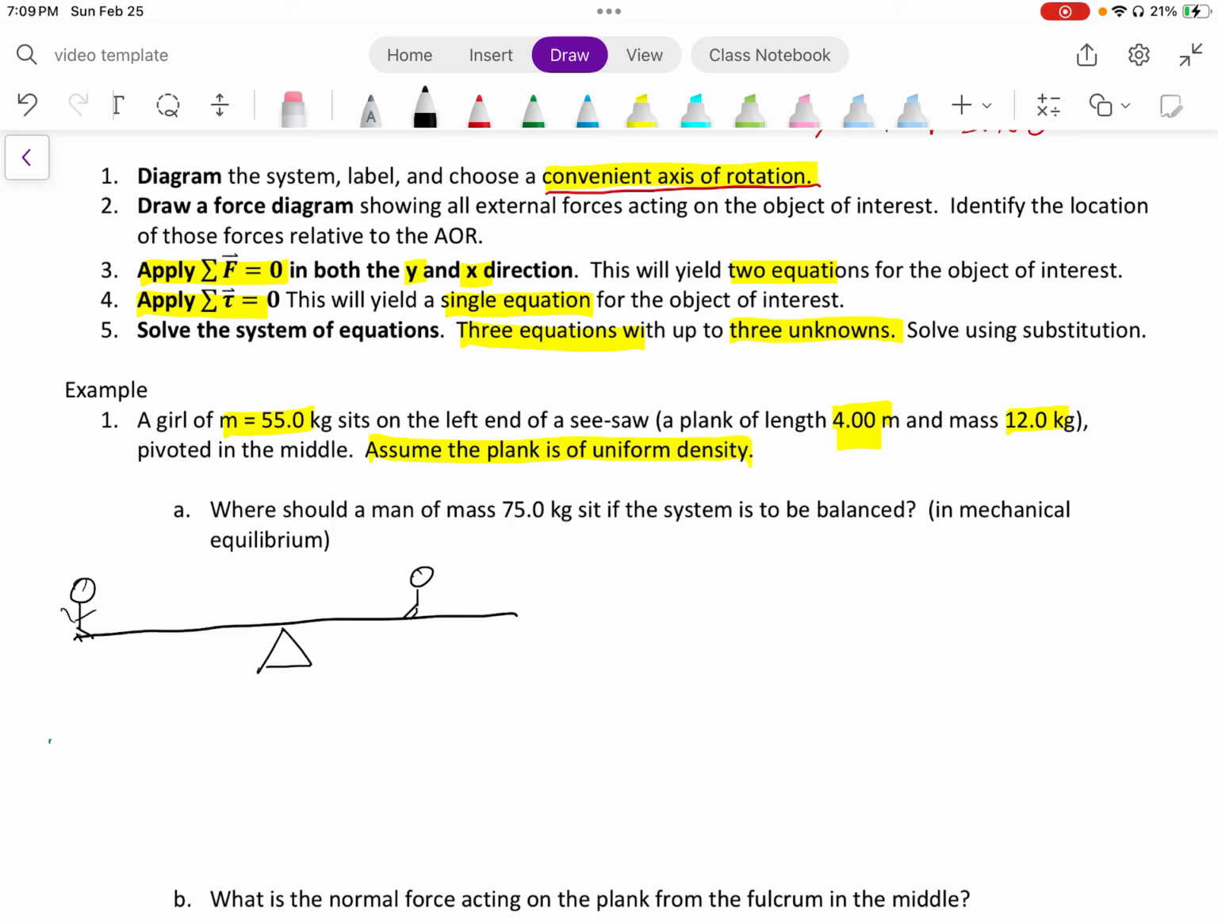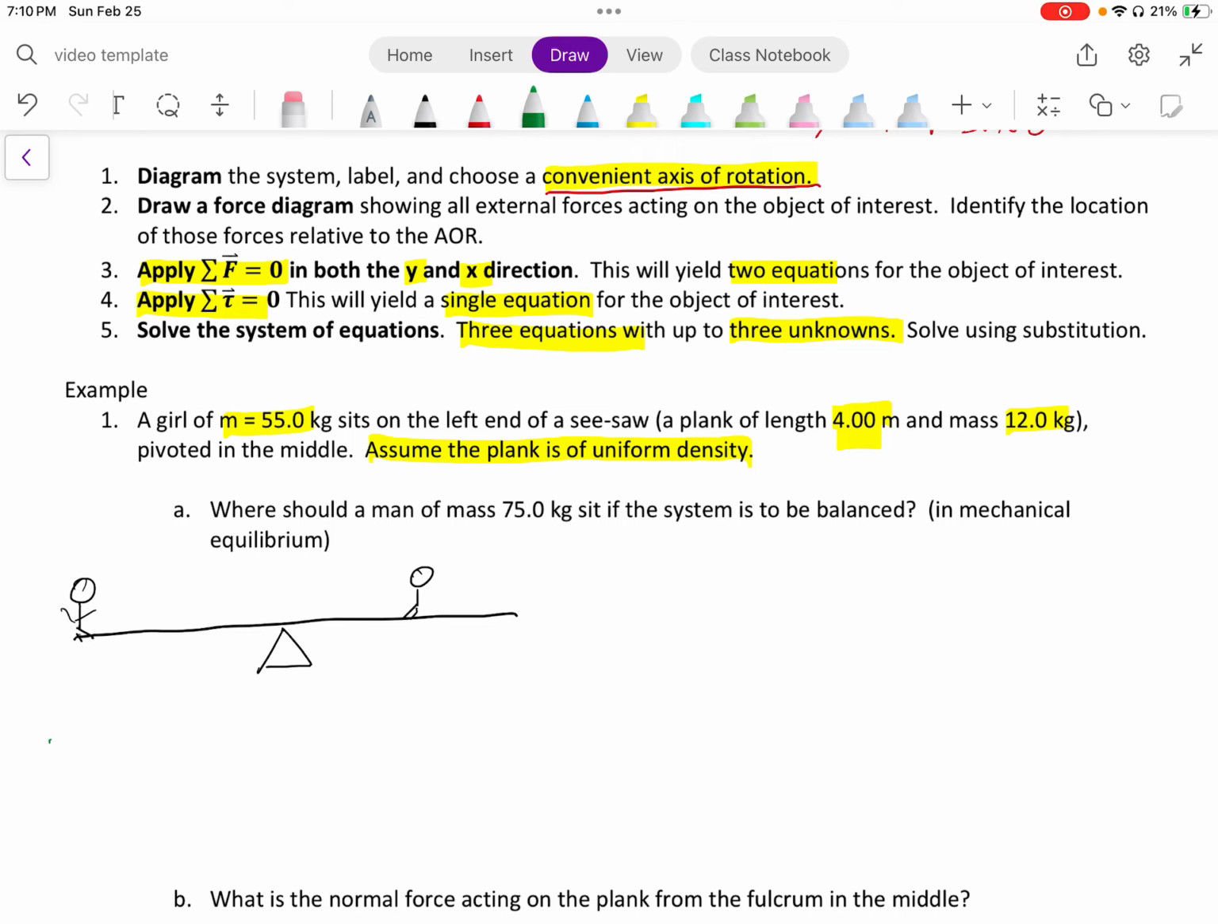The little girl's mass is 55 kilograms. So hopefully you realize that if he sat at the very, very tail end of that seesaw, since the pivot point is smack dab in the middle, the seesaw would not stay balanced and it would start to rotate in a clockwise direction and hit the ground basically. Okay, diagram and label. So we need to show all the forces acting on this seesaw.